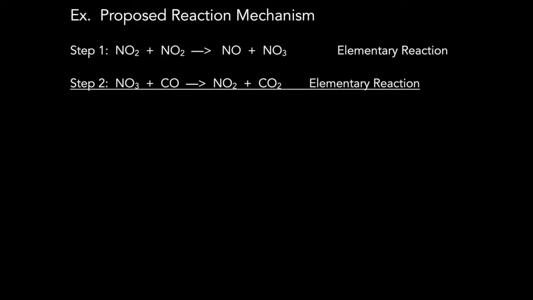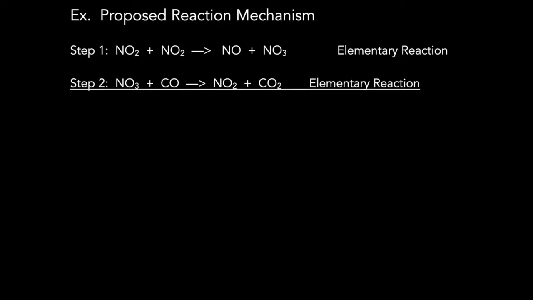So let's look at this mechanism. Now, if you notice, you have 2 elementary reactions. The first step, that first elementary reaction, is bimolecular because you have 2 molecules there, and the second step is also bimolecular. And so let's actually look at the reaction that these 2 steps add up to. Each of these elementary steps will add together to form your overall reaction.